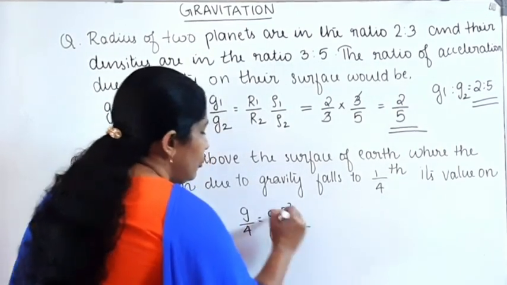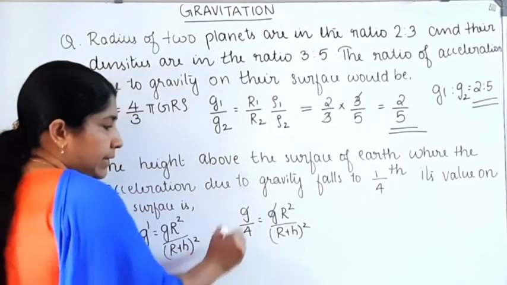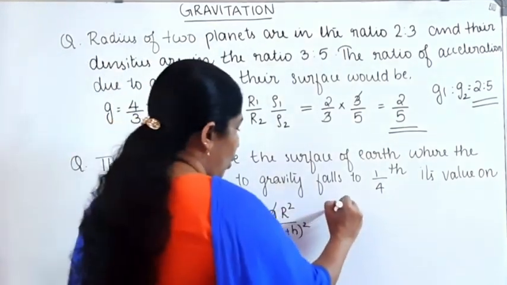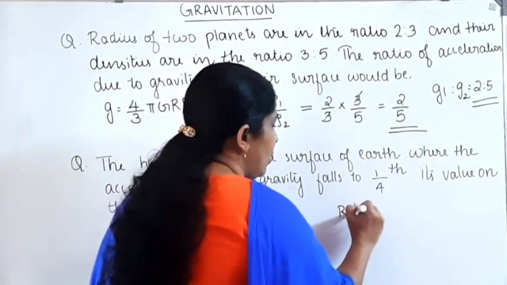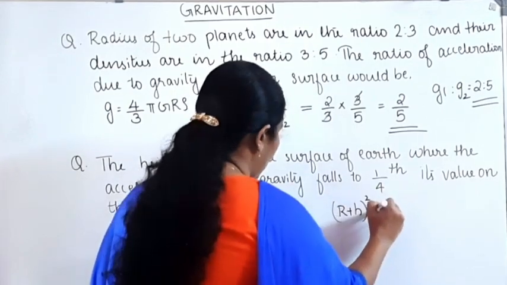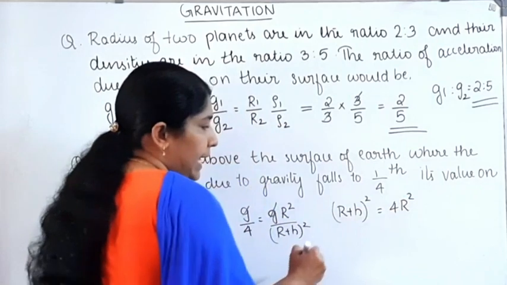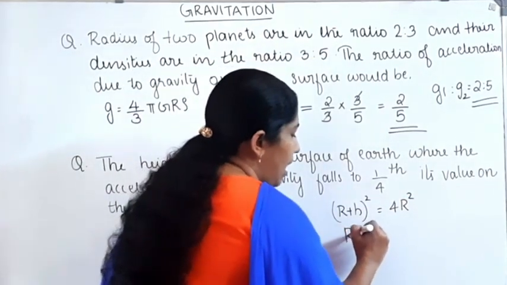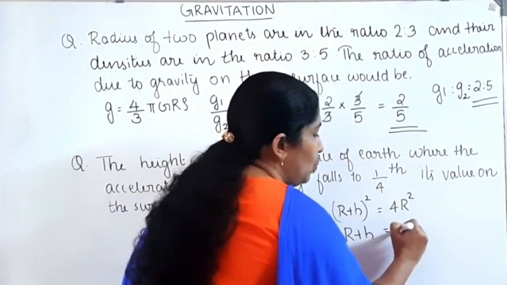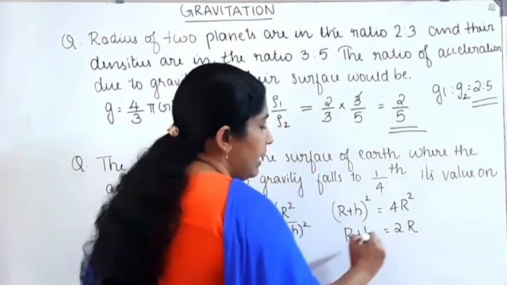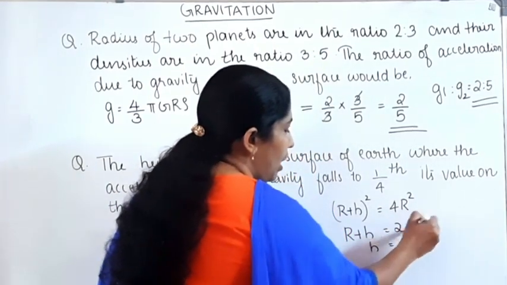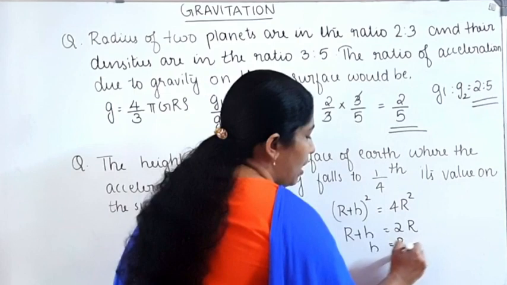Then g gets cancelled. On rearranging, (R plus h) the whole square is equal to 4R square. On taking the square root, we can write R plus h is equal to 2R. Then h is equal to 2R minus R, that's equal to R.